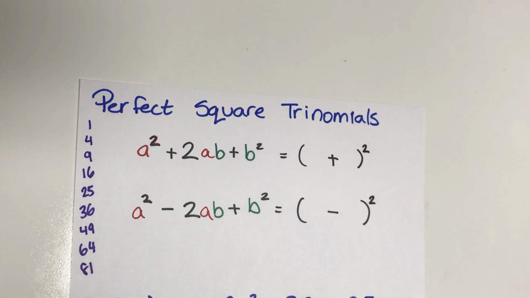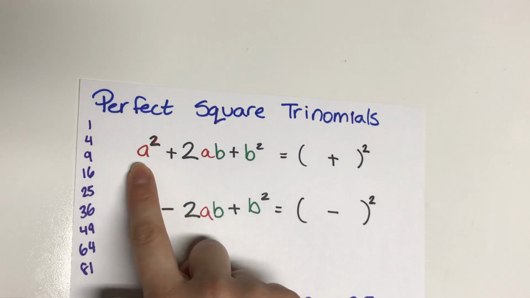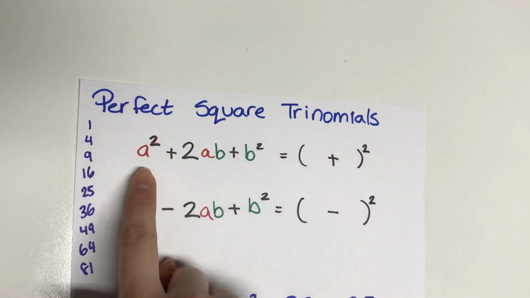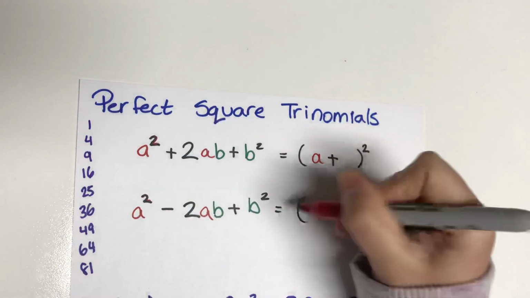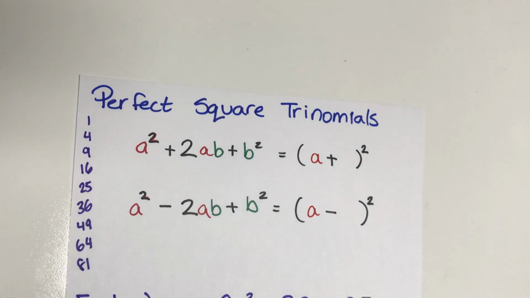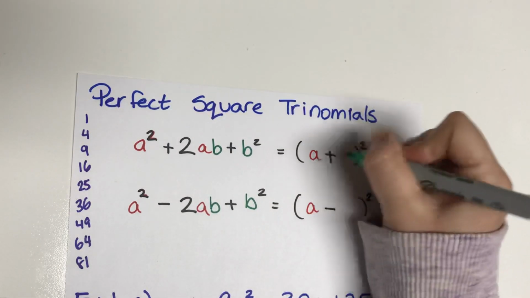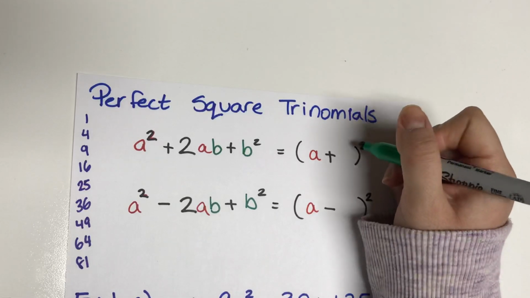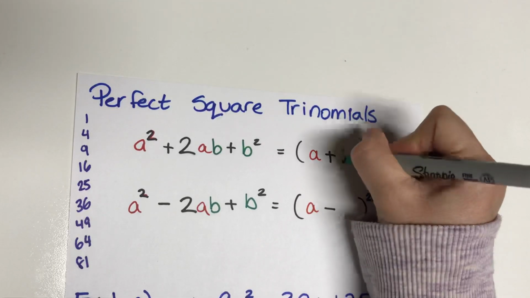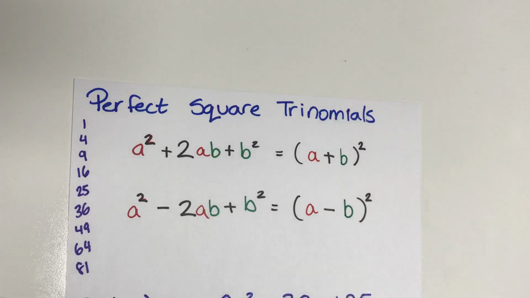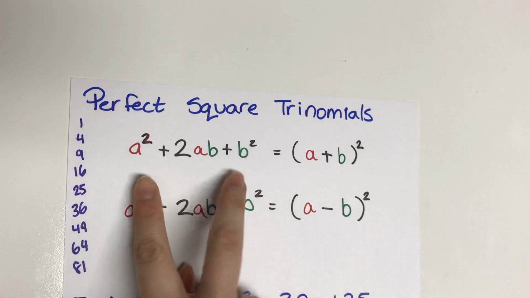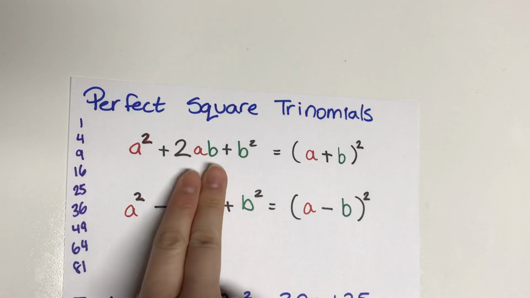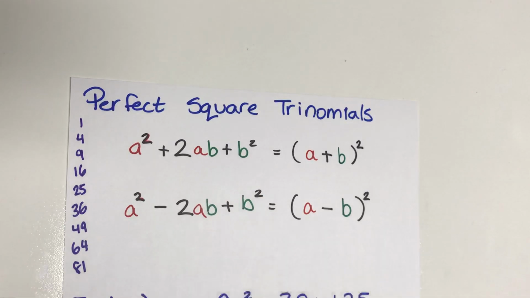And all it is is taking the root of that first term, or the base of the power, and then taking the base of the third term, and that's how we factor it. So we always need to double check that that middle term is in fact these bases multiplied and then doubled, because if this isn't, then it's not a perfect square trinomial.